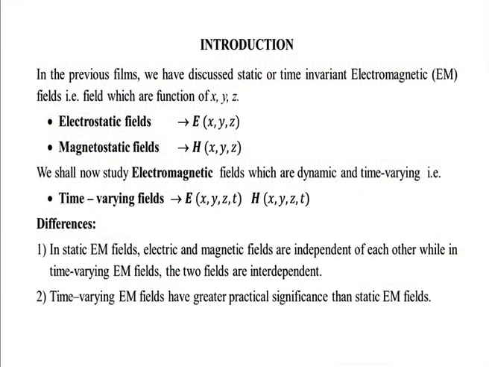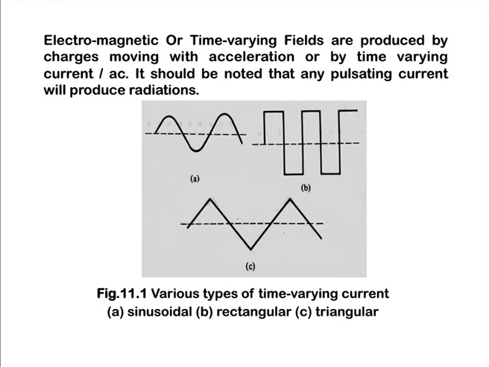Now, in time varying field, we shall encounter both the electric and magnetic fields, and both would be functions of time. A time varying electric field is produced by charges moving with acceleration or by time varying current or alternating currents.